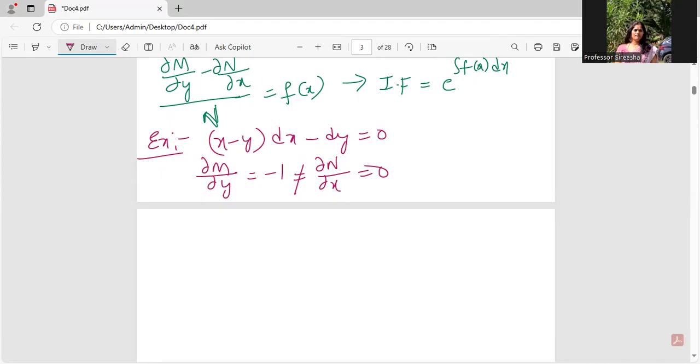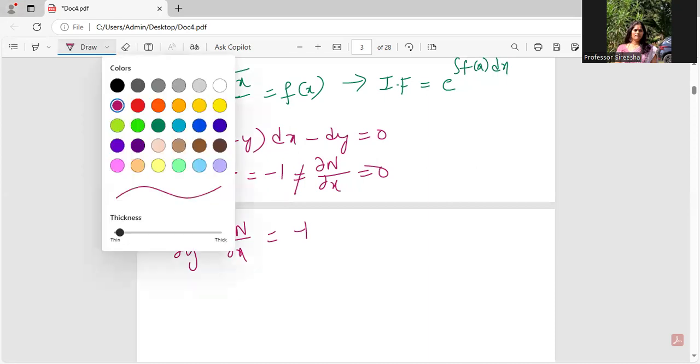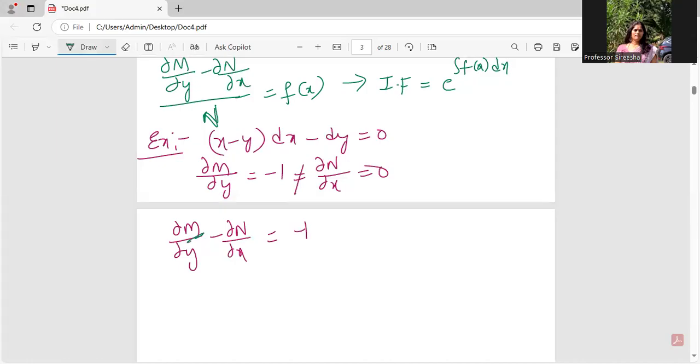The best thing is, I've already calculated ∂M/∂y and ∂N/∂x. First, let me subtract one from the other and check if there is anything fruitful. Minus 1 minus 0 would be minus 1 only. And then, when I have this in the numerator, I'll divide it by N. What's the N term, guys? N is minus 1, right? So I'll have this to be 1. Perfect. So the integrating factor in this case would be e to the power integral 1 dx, I'm sorry, not x dx. It would give me e to the power x.